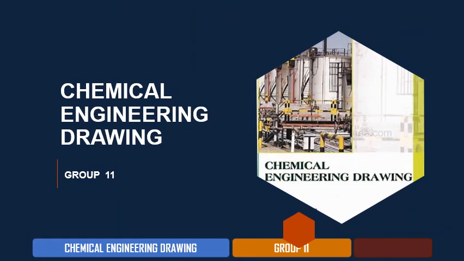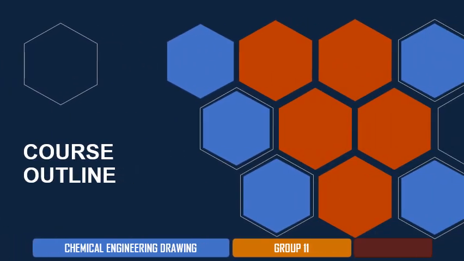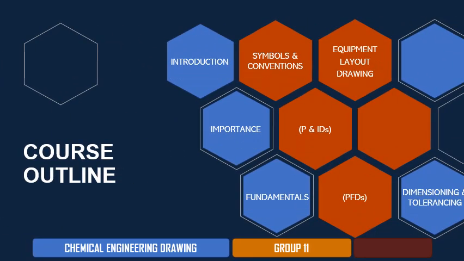Group 11 welcomes you to the course Chemical Engineering Drawing, and throughout this course you'll be taking a look at the introduction to the course, the importance of the course, the fundamentals needed, the symbols and conventions used in chemical engineering drawing, piping and instrumentation diagrams, process flow diagrams, equipment layout drawing, and the dimensioning and tolerancing used in chemical engineering drawing.